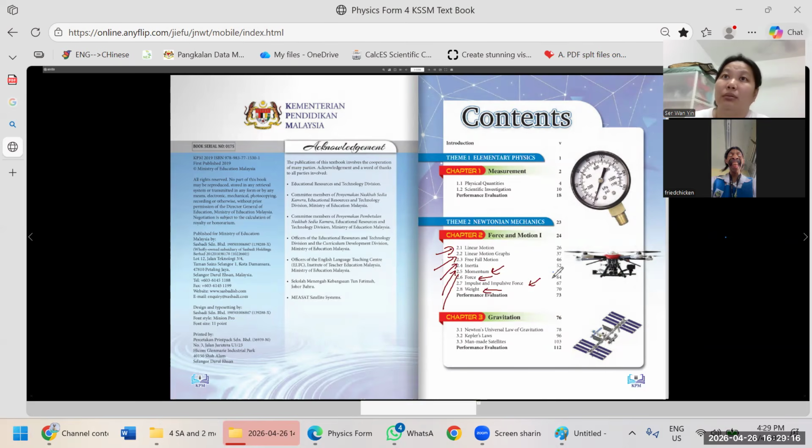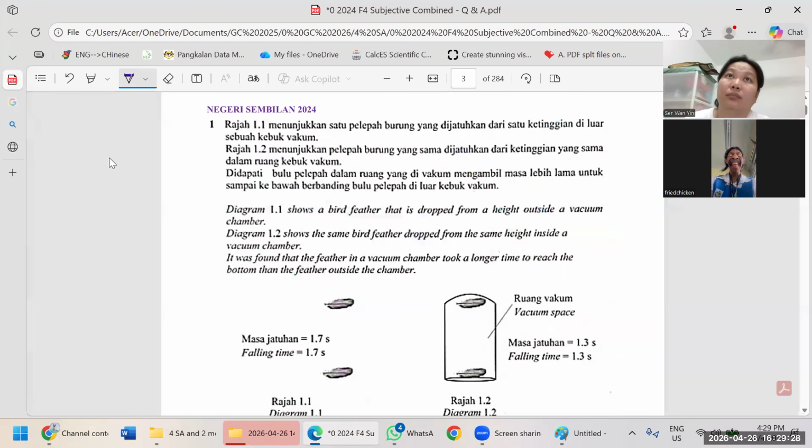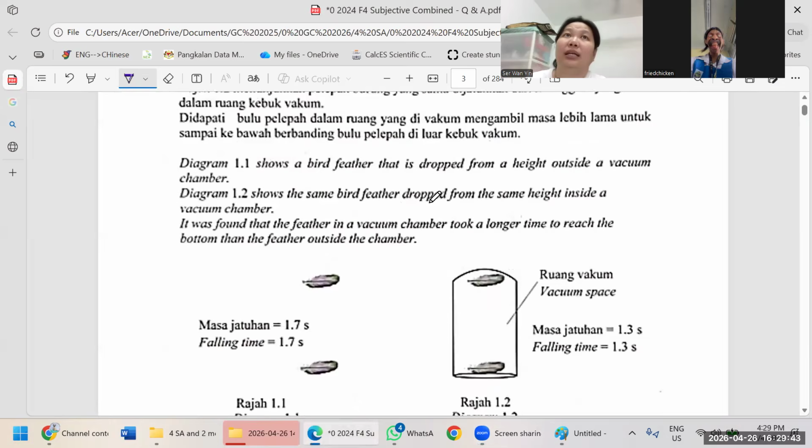So this one obviously is free fall. Our exam is on Tuesday. So many subtopics, not much of it done during lesson time already.